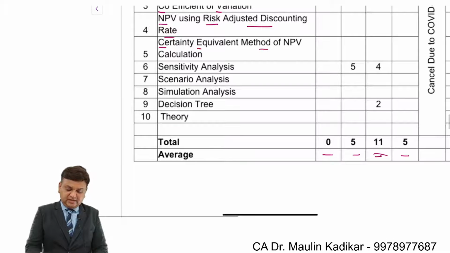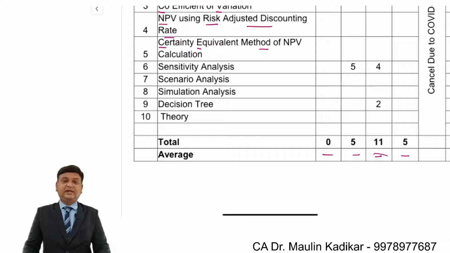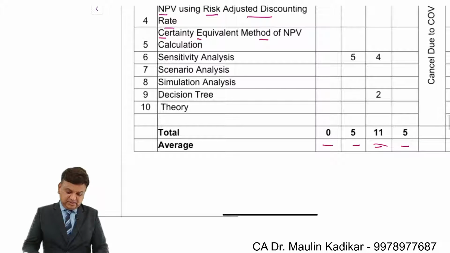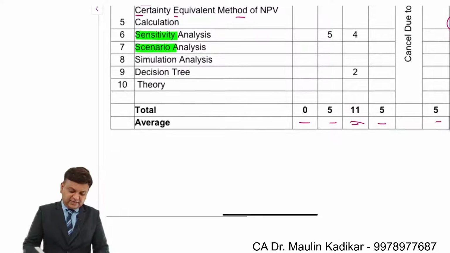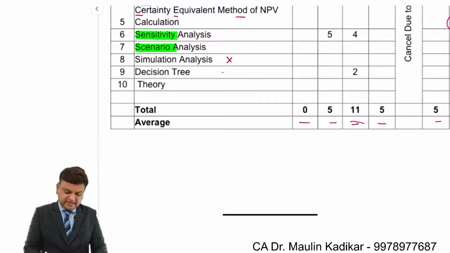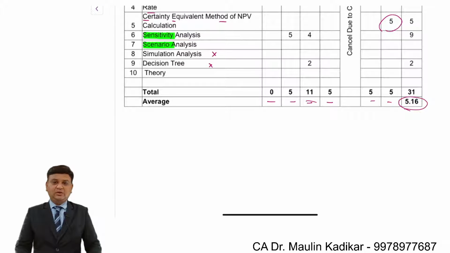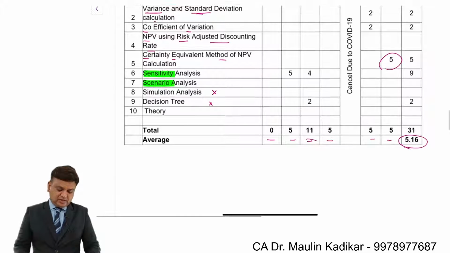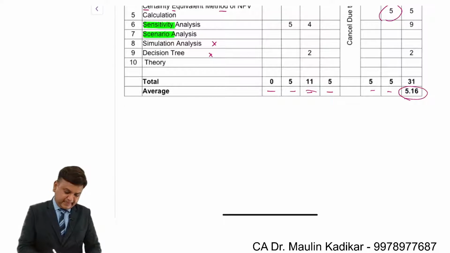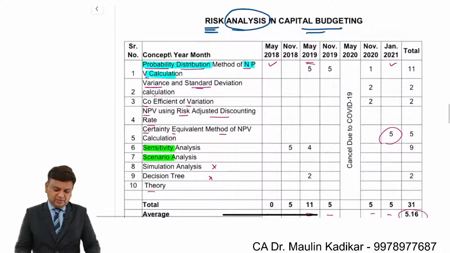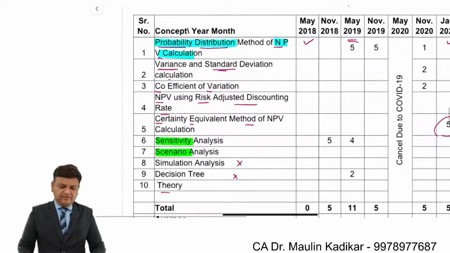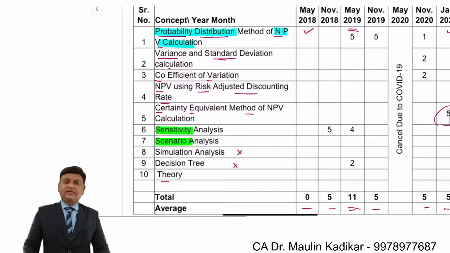Then the certainty equivalent method, again a method of incorporating risk in capital budgeting. How to do that, we need to understand with numericals. Then, very importantly, sensitivity analysis and scenario analysis. Friends, simulation analysis and decision tree analysis have been eliminated from the syllabus, so these are not concepts we are going to understand now. And lastly, we are going to understand certain theory points. So this is what we have in the very simple chapter of risk analysis.